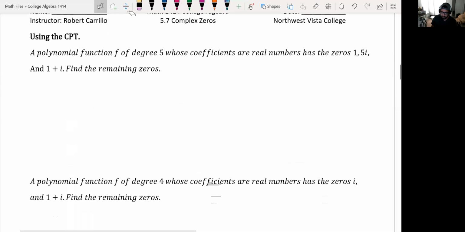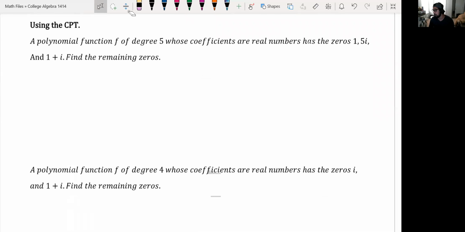So next we are just using the conjugate pairs theorem. We're going to be given the degree of a polynomial function, and we must use conjugate pairs to find the other zeros. That's all we're doing here, nothing else. So a polynomial function f of degree 5, whose coefficients are real numbers, has the zeros 1, 5i, and 1 plus i. Find the remaining zeros.